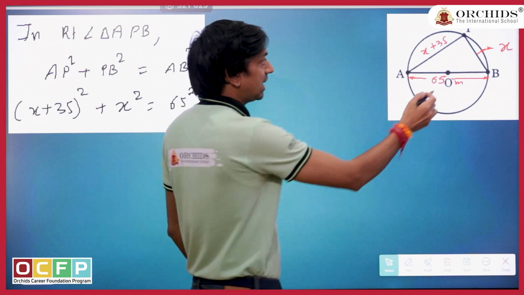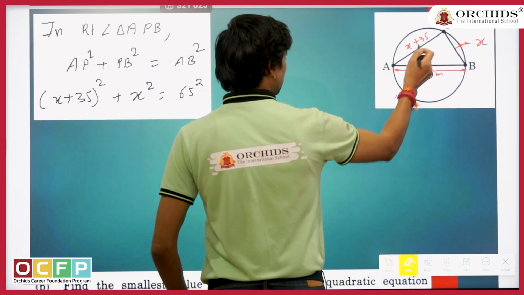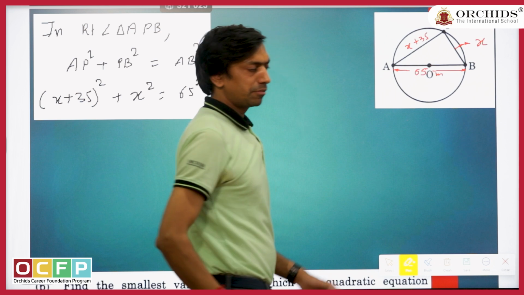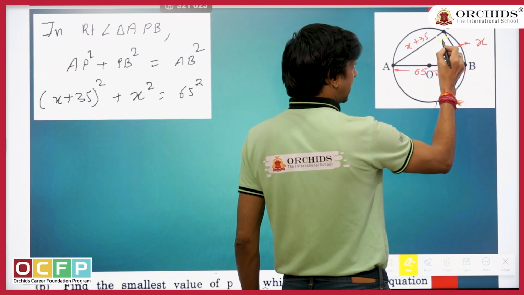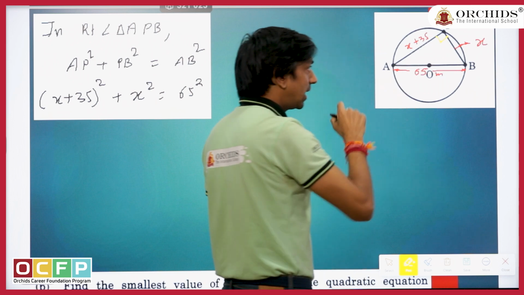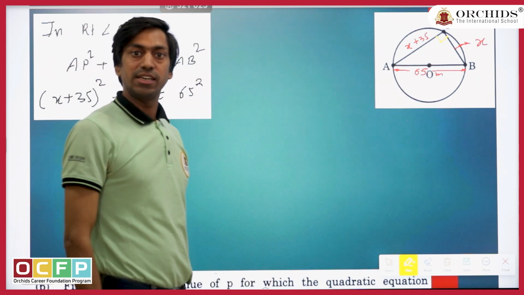So I assume this end. In this case, we have to find the distance of this point from both A and B. Once we get the value of x, we can find the other thing. Here we know that this angle is 90 degrees, because the ends of the diameter form an angle of 90 degrees at the circumference.